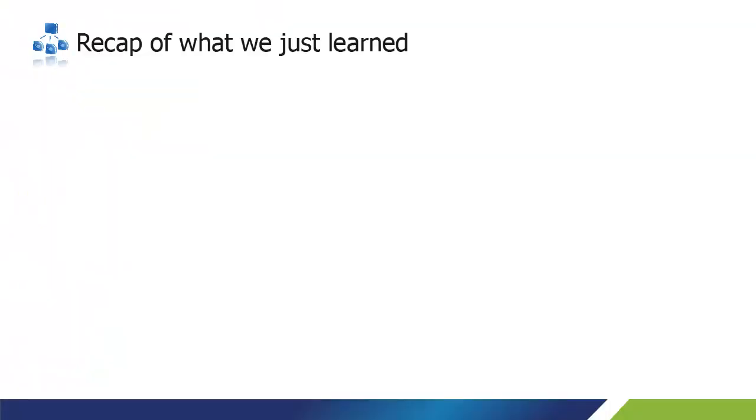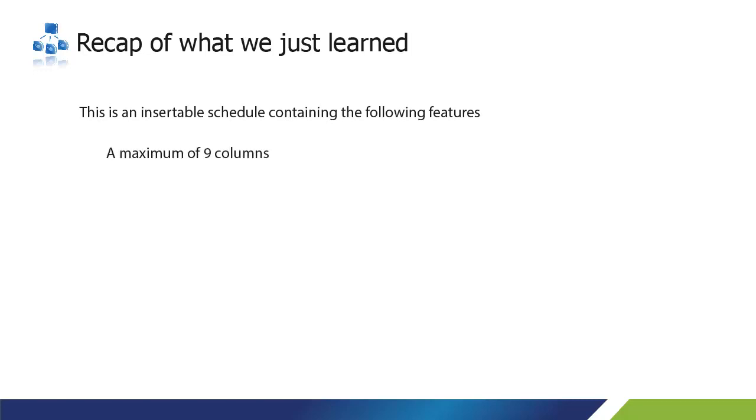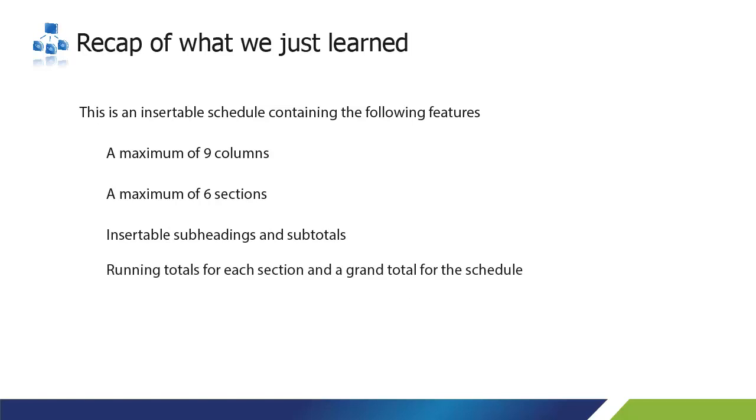Let's quickly recap what we just learned. This is an insertable schedule containing the following features: a maximum of 9 columns, maximum of 6 sections, insertable subheadings and subtotals, running totals for each section, and a grand total for the schedule. It can also be linked to either the balance sheet or the income statement.